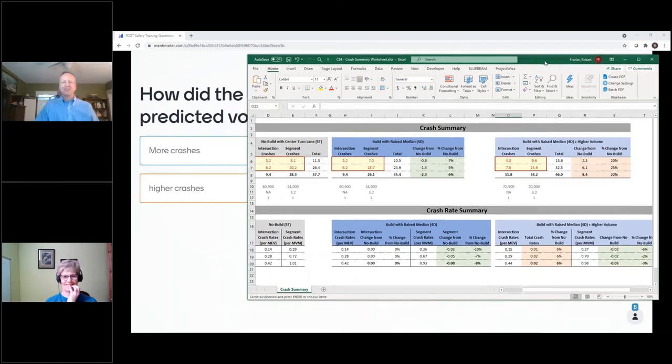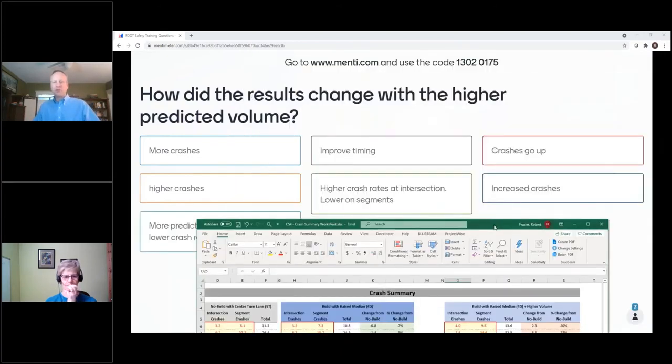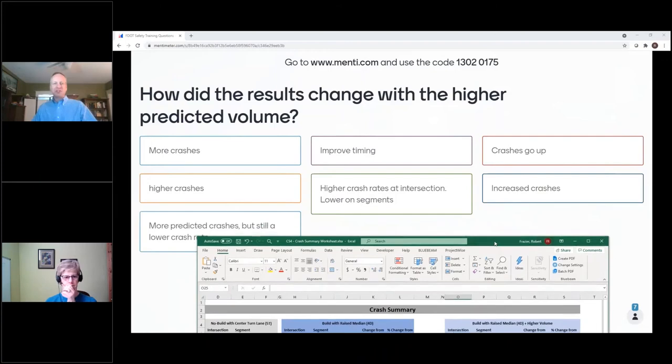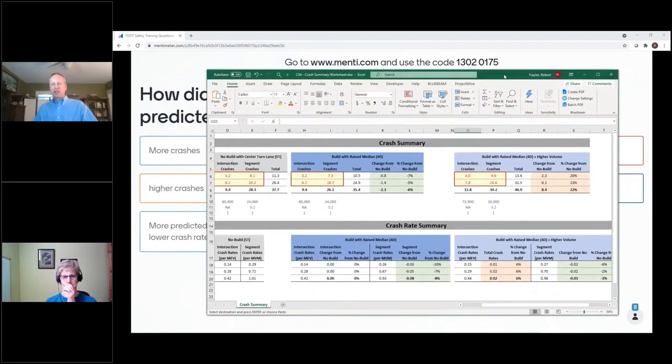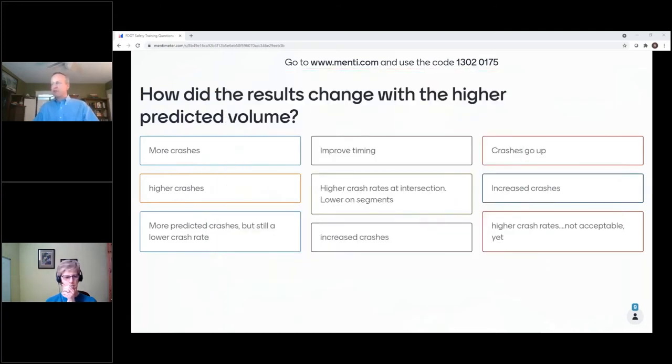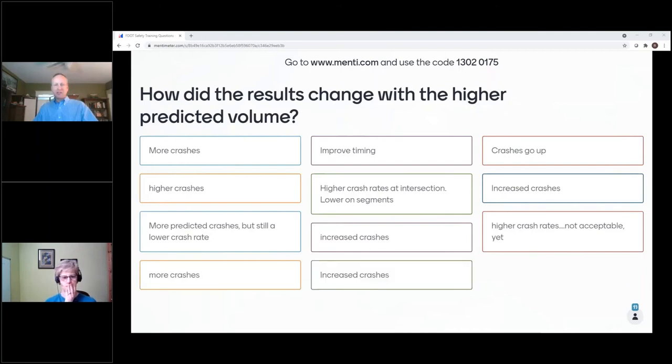So I see more crashes, improve, crashes go up, increase. So you can take a snapshot of my screen if you need to now, and then I'm going to move it off so I can see what people are doing. Increases, more crashes, higher volume, higher likelihood of crashes, right? Okay.